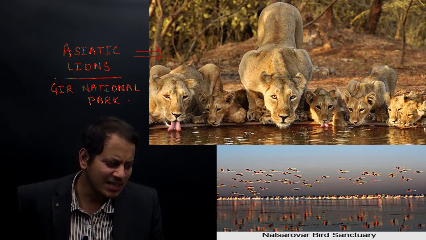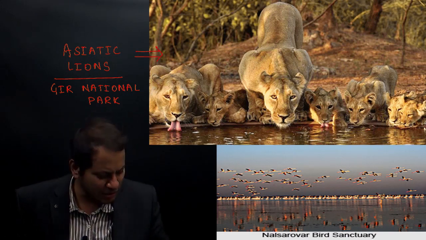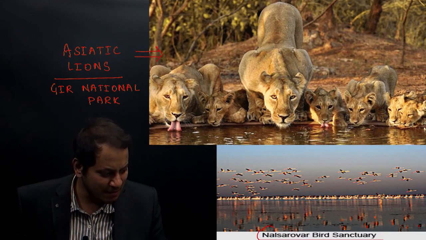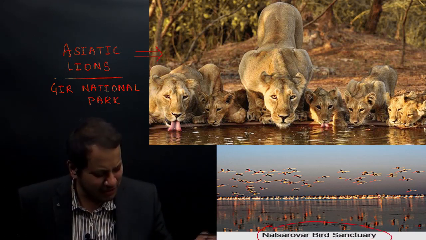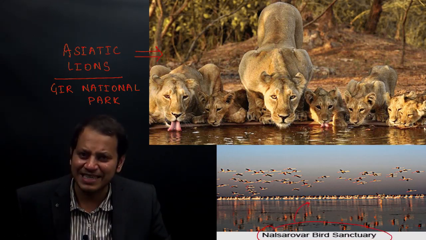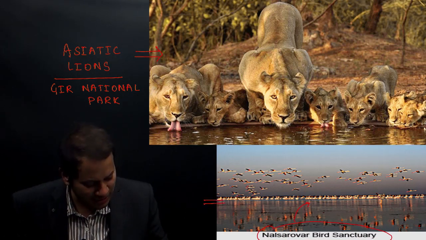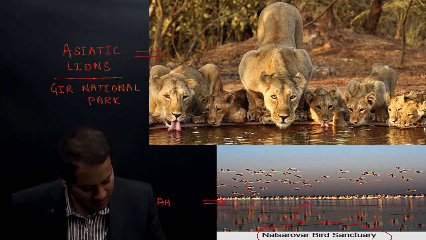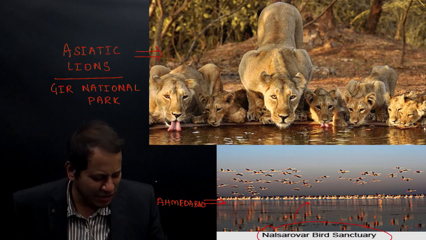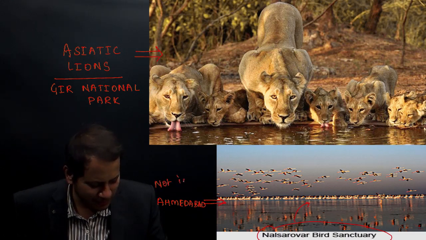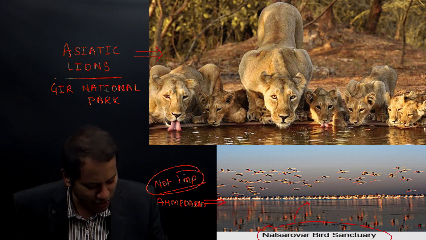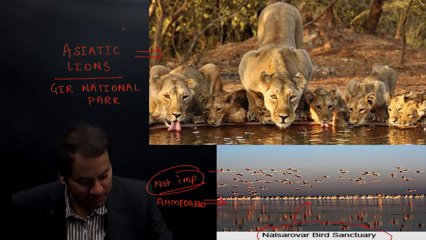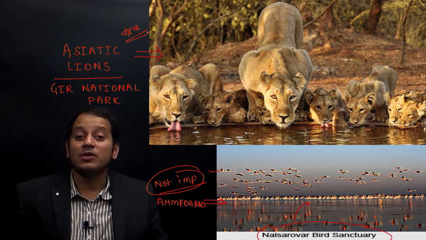Also, this region is famous for Nal Sarovar Bird Sanctuary near Ahmedabad. But again, this is not important. But if the question comes in near which city is the Nal Sarovar Bird Sanctuary located, you remember near Ahmedabad. But again, I am saying not important. This is not important. But this is very, very important. So this is all about the Gujarat region.